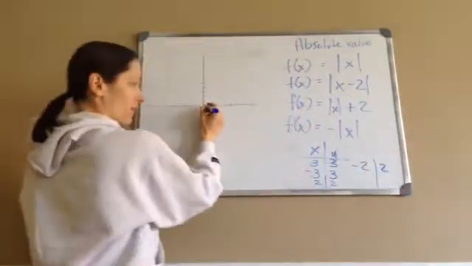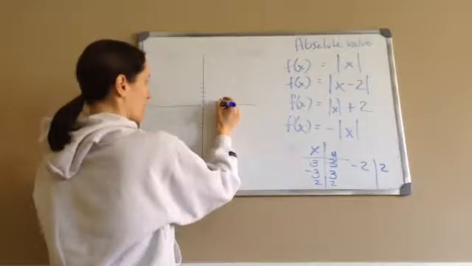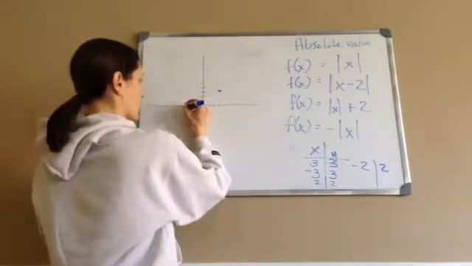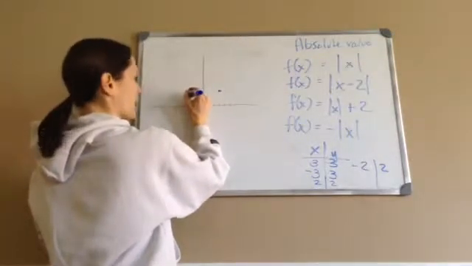Right, so let's go and graph this. 1, 2, 3, up 3. Negative 1, 2, 3, up 3.